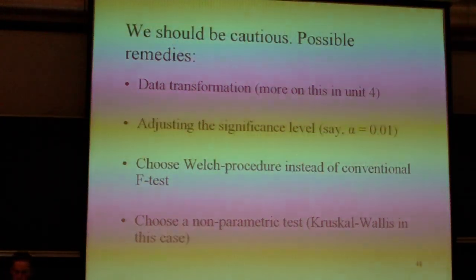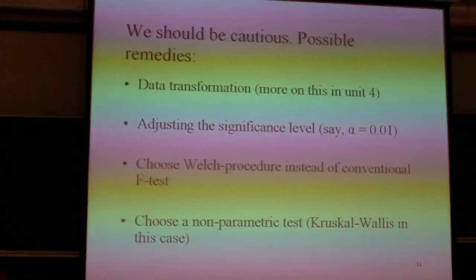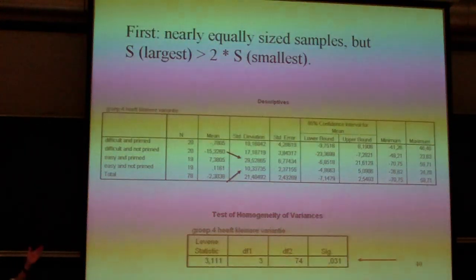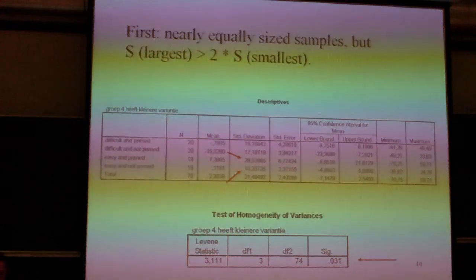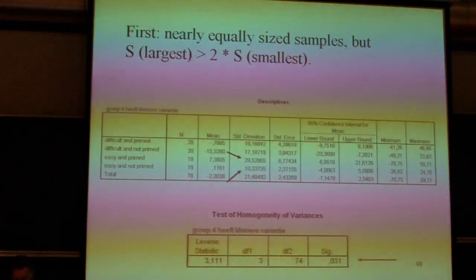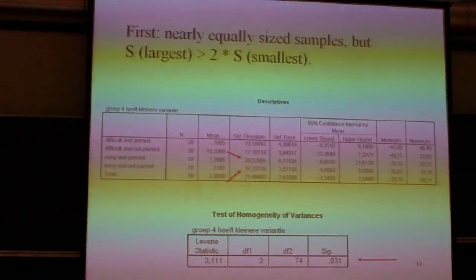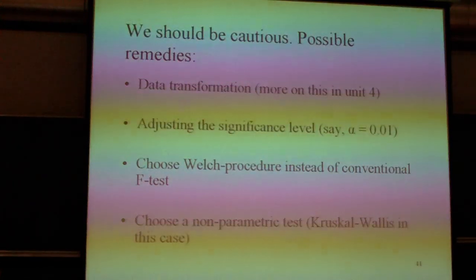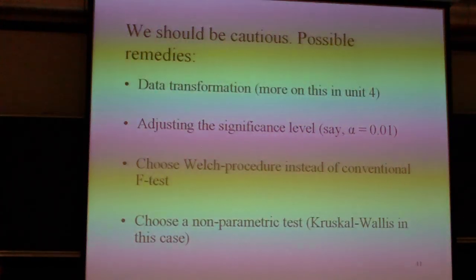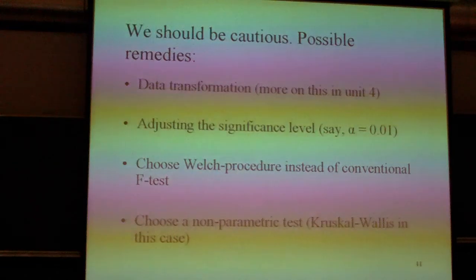So if we have a problem like what we've just seen, conspicuously large differences in the standard deviations and a significant Levene test, one of the things we may opt for is adjustment of our significance level, making it smaller.